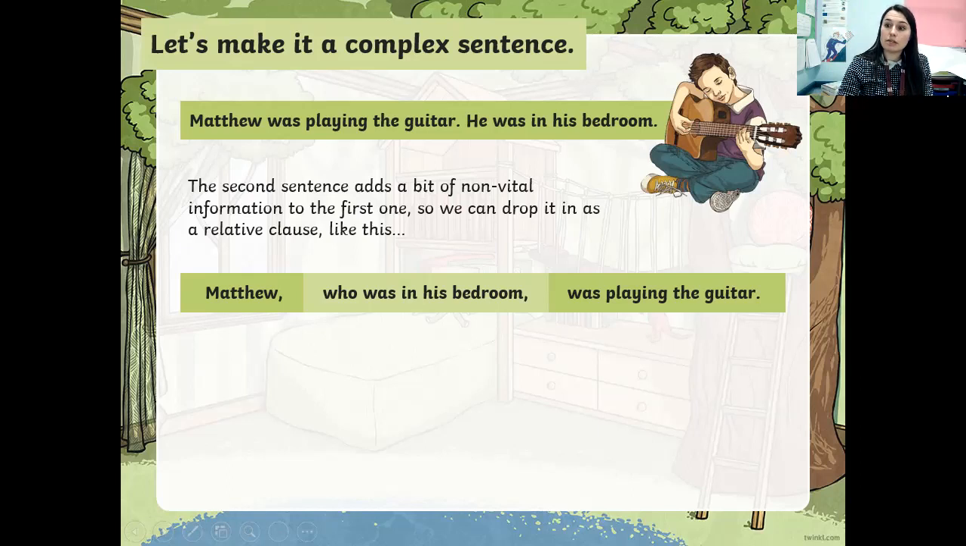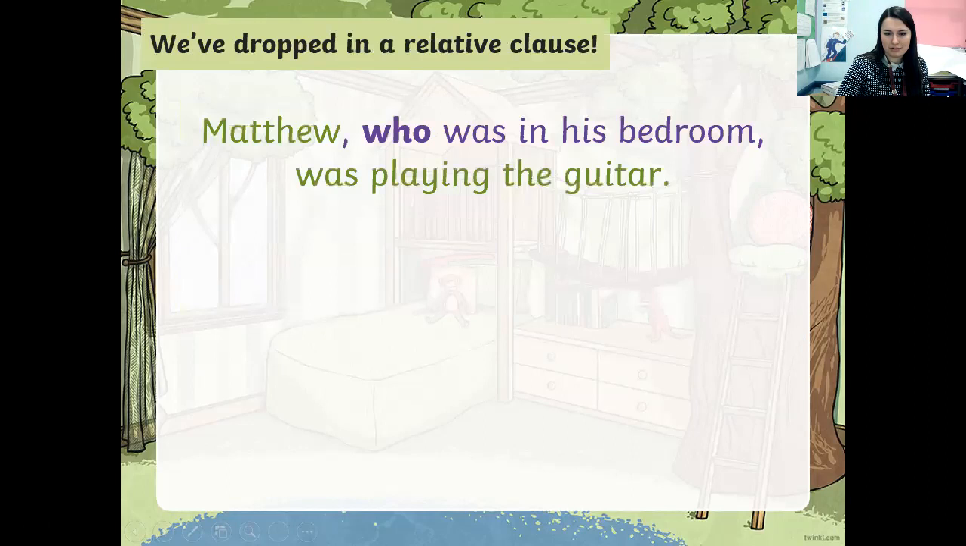And then we've used a relative pronoun to link this relative clause. Matthew, comma, who was in his bedroom, comma, was playing the guitar. Now you need to make sure that if you pulled out that relative clause, it would still make sense, which it would. But this is added information to make this sentence more interesting. And who is our relative pronoun there?